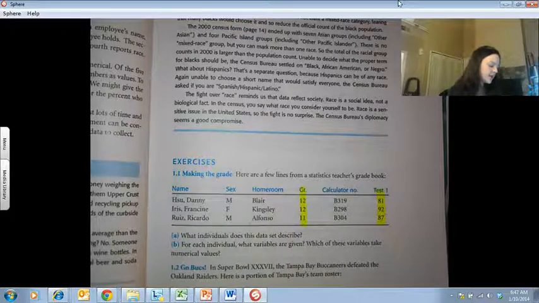1.2, go Bucks. It says, in Super Bowl 37, the Tampa Bay Buccaneers defeated the Oakland Raiders. Here's a portion of Tampa Bay's team roster. I didn't know that the Raiders had ever been in the Super Bowl. Are they even a good team? I'm just kidding. Okay, so here is a section of their roster.